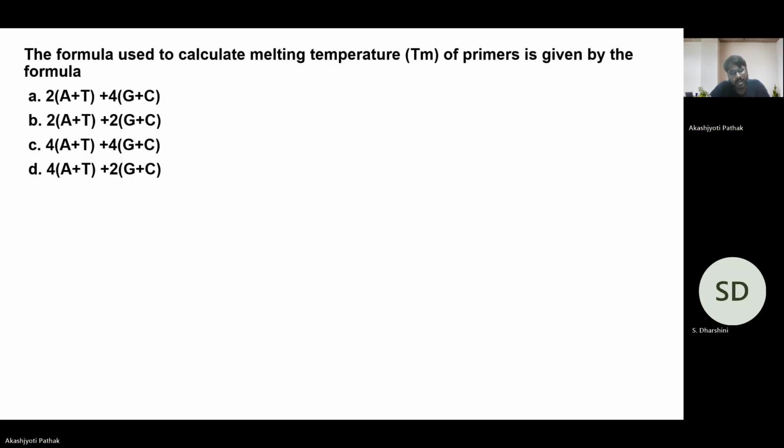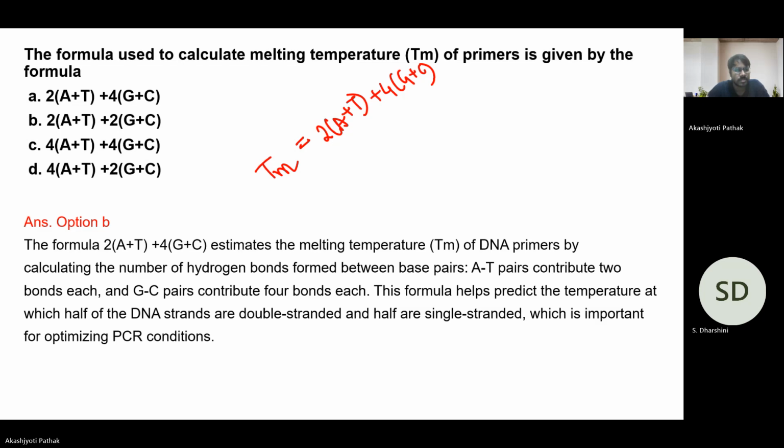Okay. Now this is one of the formulas for determining the melting temperature of a primer. What is this formula? This is 2(A+T) + 4(G+C). This is the formula that is used. Answer is option A. Okay, not B. Option A, 2(A+T) + 4(G+C).